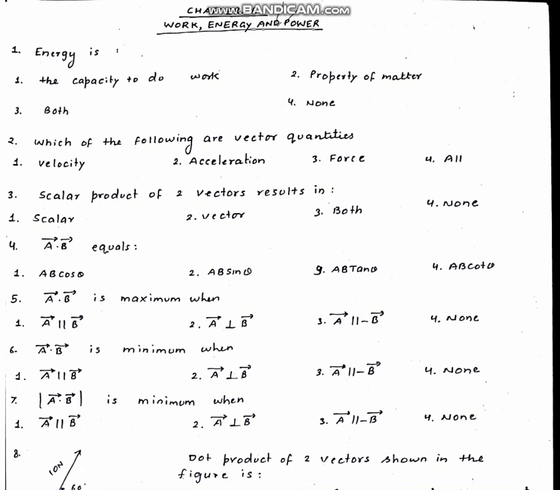Let's discuss NCERT line to line questions. And the current chapter is chapter number 6, which is work power energy. So let's start discussing this.